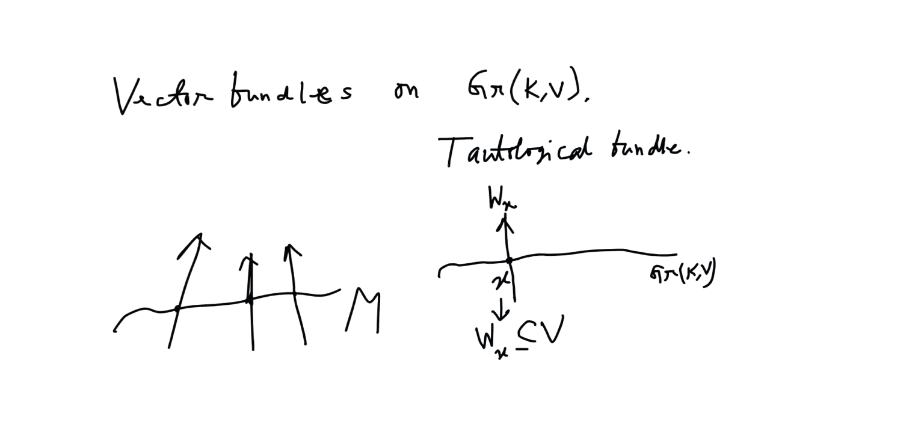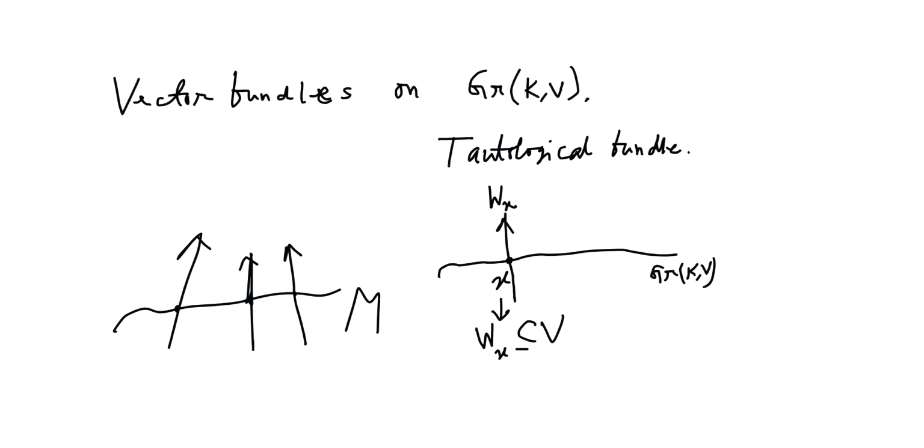So that is your tautological bundle. And as you can see, this is defined kind of tautologically. Each point defines a particular subspace, and you are attaching that subspace at each point. That's why it is known as the tautological bundle. So at each point, this is just a k-dimensional subspace of your vector space V. This is the tautological bundle.